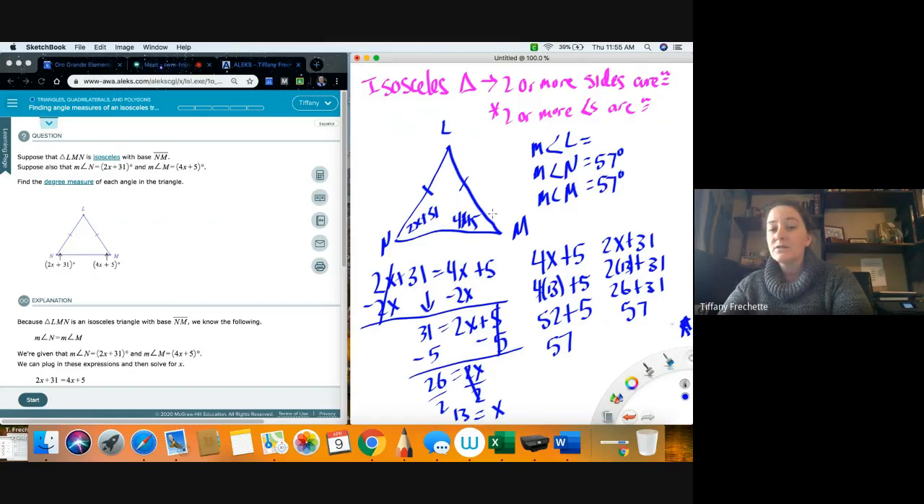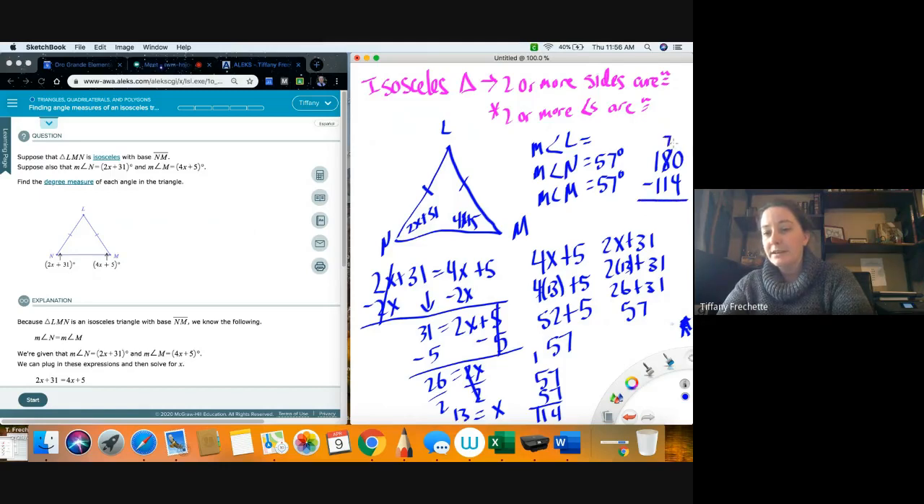Remember, the angles of a triangle always add up to 180 degrees. So if I know they have to add up to 180 degrees, and I'm using 57 and 57, I'm going to add those two together real quick. So I end up with 114 degrees. And sorry, I'm running out of room a little bit here. I know they all add up to 180. So I'm going to subtract 114 here.